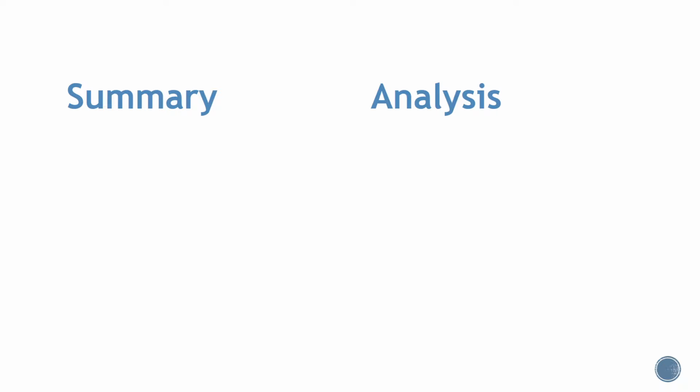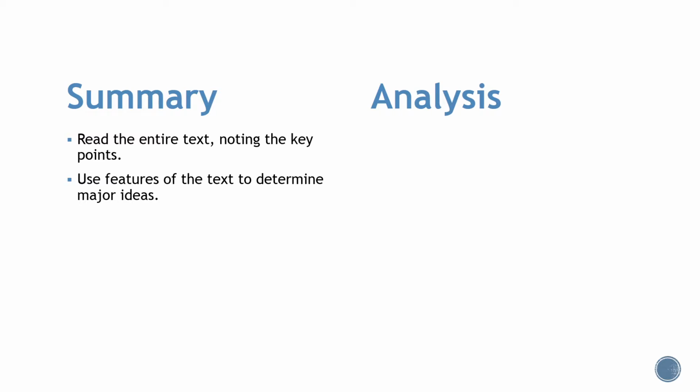First, read the entire text, noting the key points and main ideas. Highlight and underline if necessary. You can use features of the text such as title, abstract, headings, chapters, and section headings to help you determine what the major ideas are. You can also ask who, what, where, when, and why questions to help determine the most important details to include in your summary.